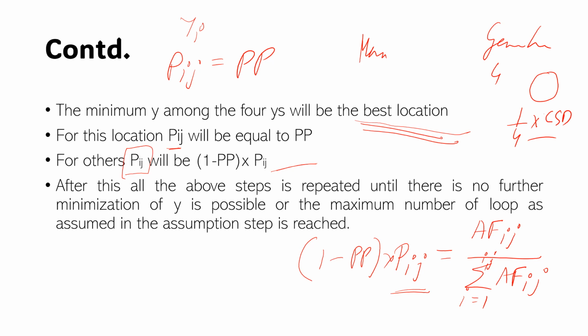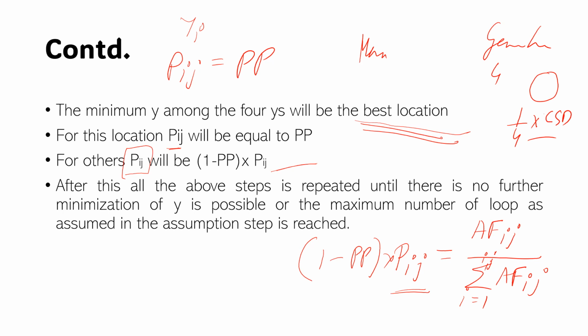So for the best location, you assign the probability as Pp. Pij will be equal to Pp, and for other locations, you will assign the probability as 1 minus Pp multiplied by Pij. So you continue doing this until the total number of loops that you have assumed in the assumed step is completed, or there is no improvement in the optimal value of y.